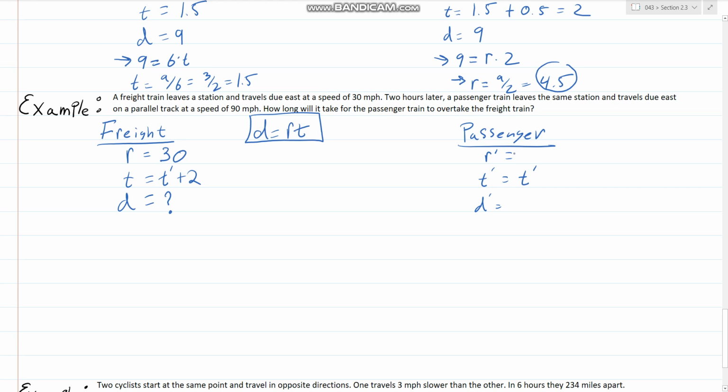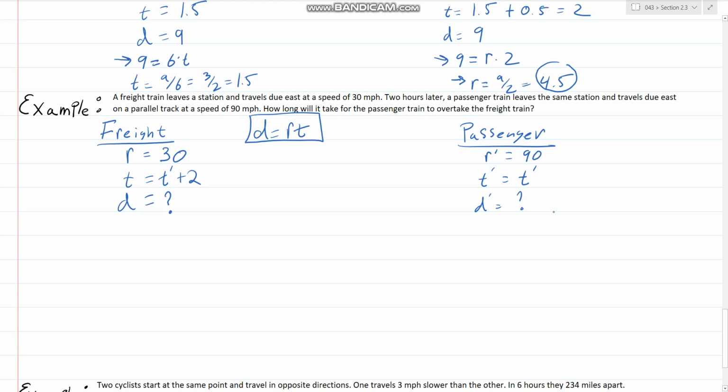What about the passenger train? Do I know how fast the passenger train travels? Yeah, it looks like it travels 90 miles per hour. I know its time in relationship to the other. So here I'm just going to write t prime equals t prime. And for the distance, it doesn't look like it's given to me.